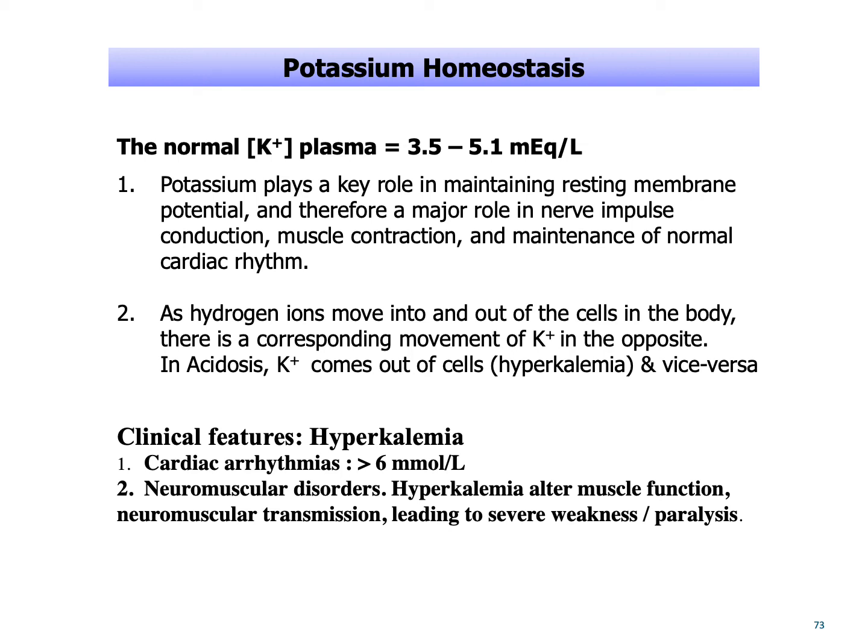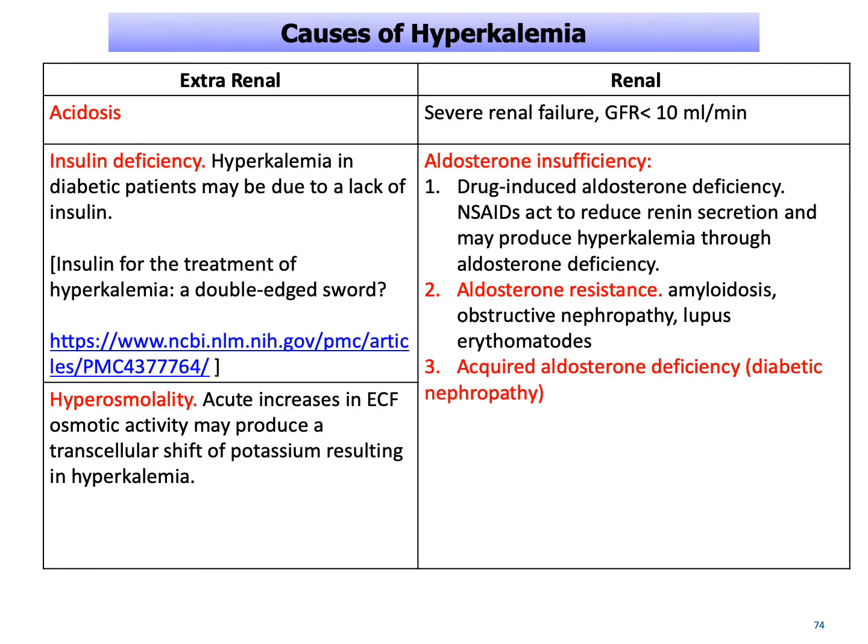Some of the clinical features of hyperkalemia are cardiac arrhythmias at more than 6 millimole per liter, and neuromuscular disorder. Hyperkalemia alters muscular function and neuromuscular transmission, leading to severe weakness and paralysis. Let's look at the causes of hyperkalemia. This is divided into extrarenal and renal causes.